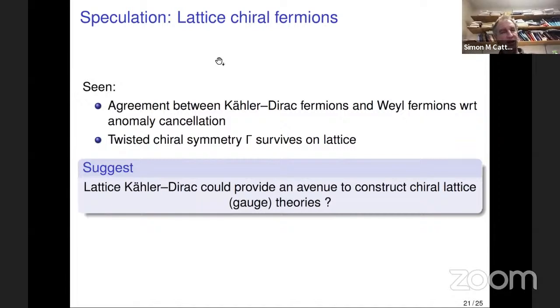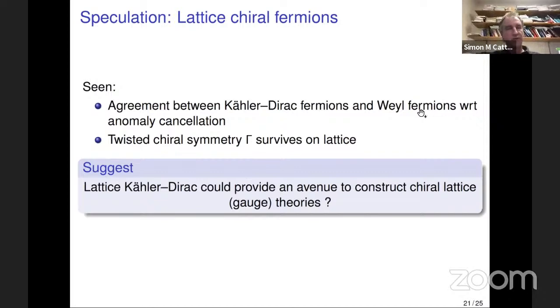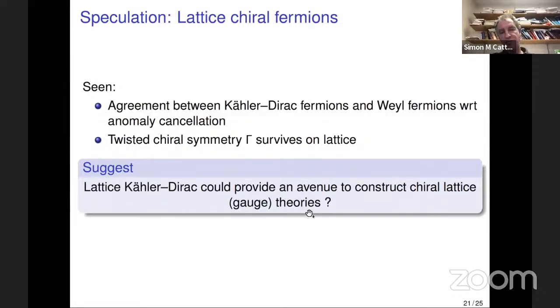Speculation. So let me just speculate just for a little bit. This agreement between the Kaehler-Dirac fermions and the conventional Weyl fermions that we see in terms of the counting of fermions and the anomaly cancellations that are going on, together with the fact that this twisted chiral symmetry survives on the lattice, suggests that somehow these lattice Kaehler-Dirac fields could provide some sort of more general avenue to construct chiral lattice gauge theories.